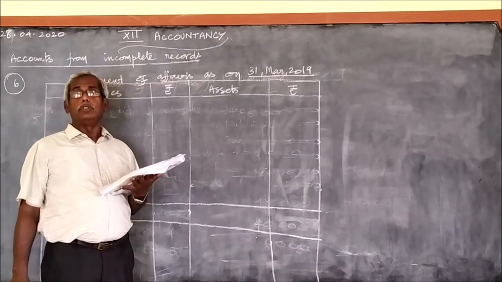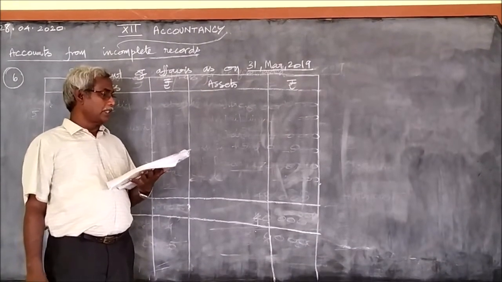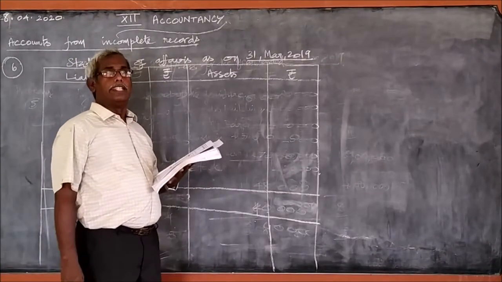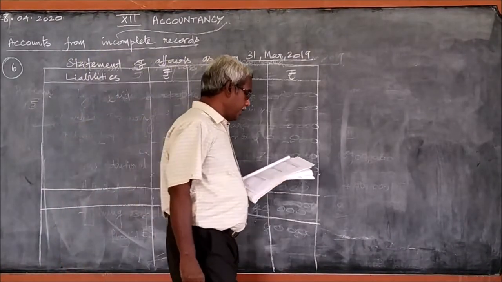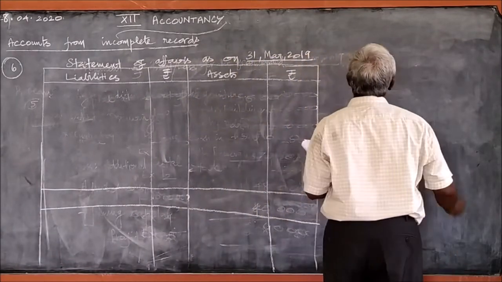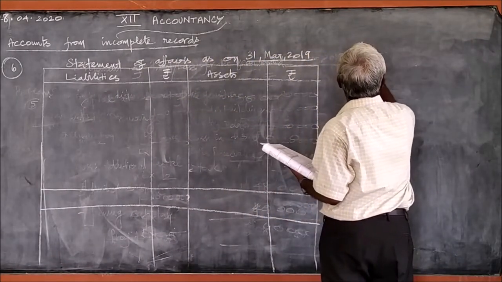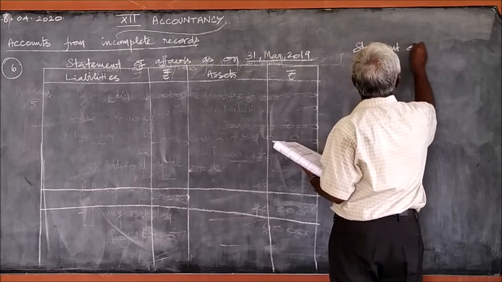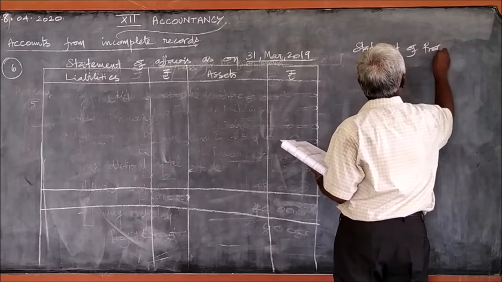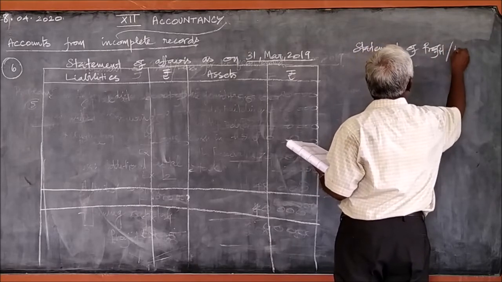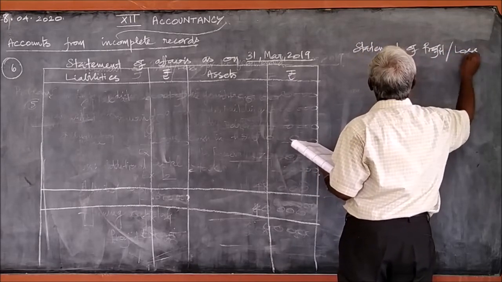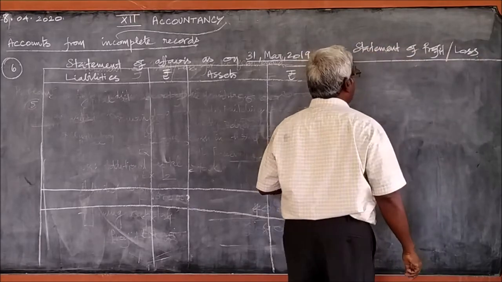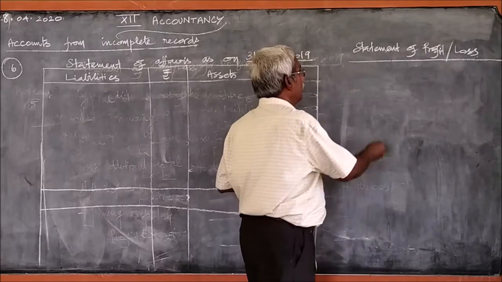Now we shall pass on to question number 7 from the exercise. What is there in the question? Calculate her profit or loss. Statement of profit or loss. This we have seen already, how to find the profit or loss of a business.